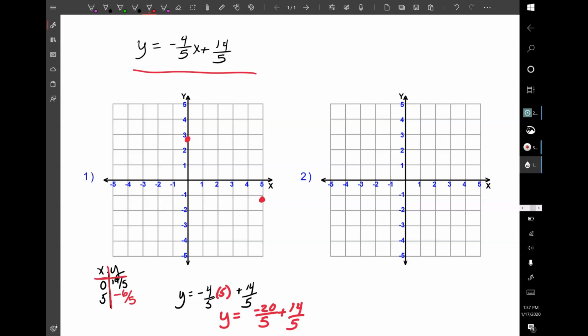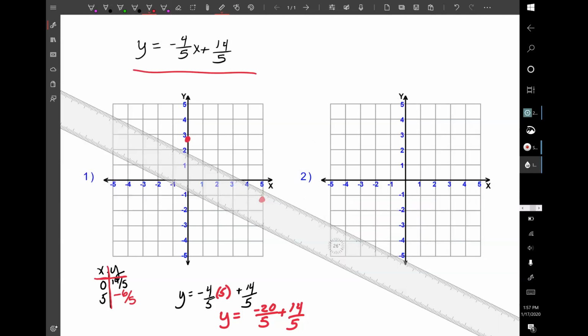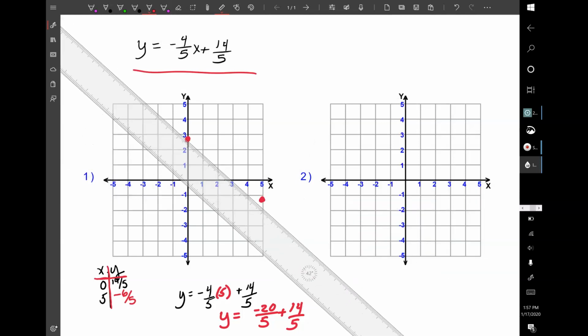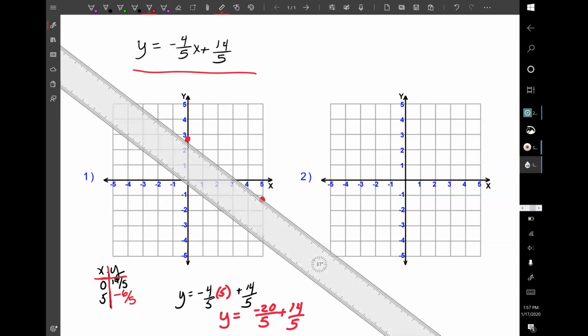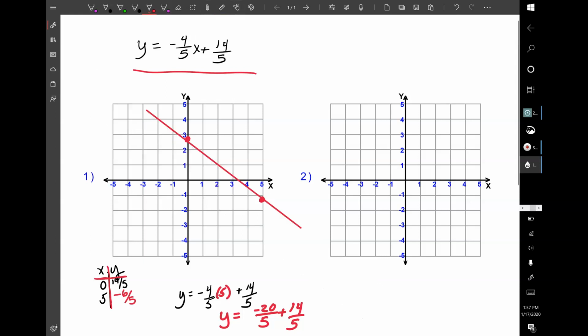Then the next thing I would do is pick up this little ruler, see how this works for me. I connect the dots here, and then I draw a line. And then I want to add arrows on the end. I want to extend my line across both axes. I also want to label things.